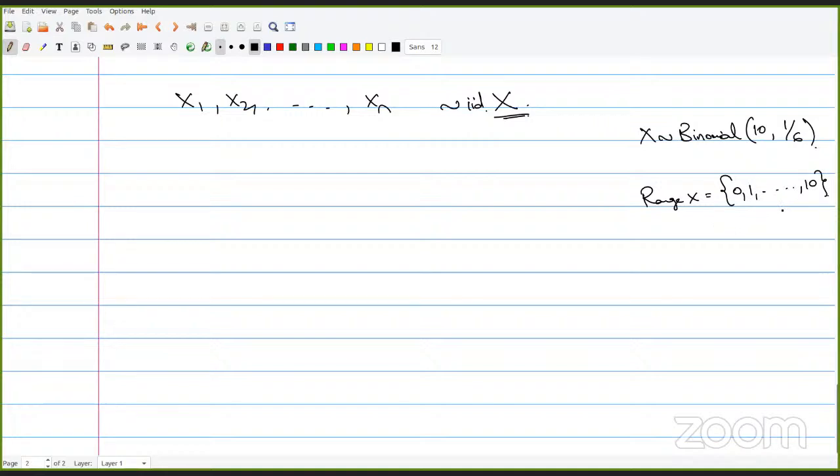Yes. Correct? Yeah. So now X1 is a random sample chosen from X, from this distribution. That means X1 also follows binomial 10 comma 1 by 6, and the range of X1 is also from 0 to 10. Okay, 10 is a bit confusing. Let us take till 9.